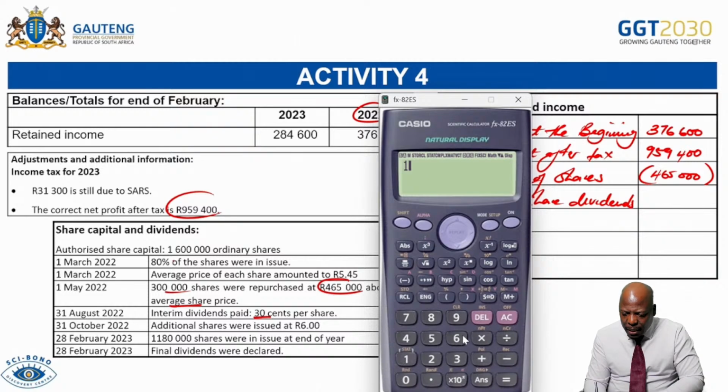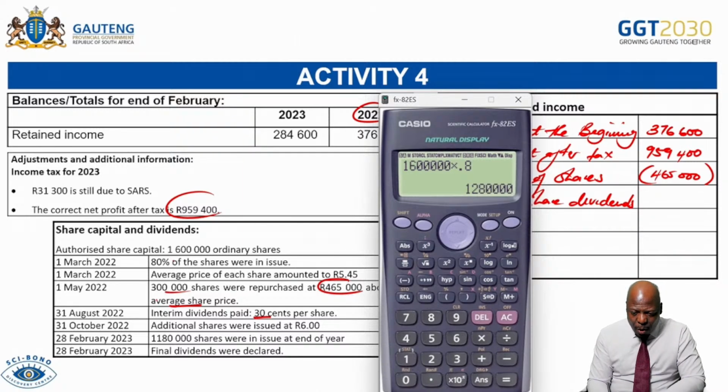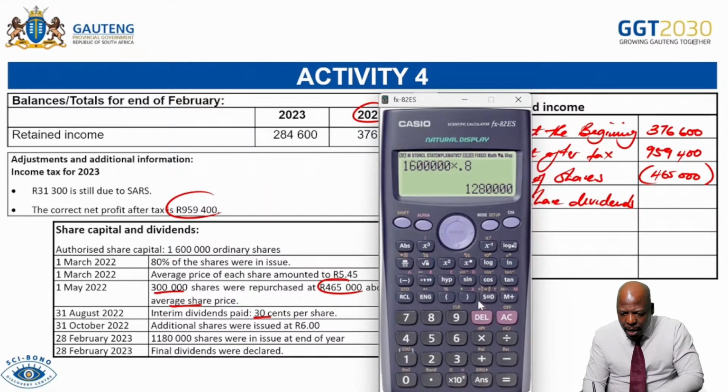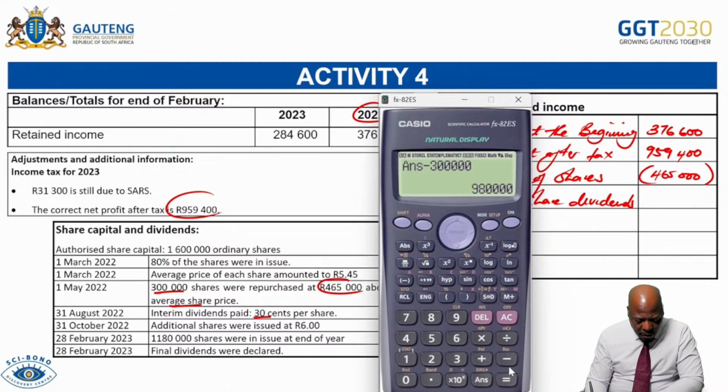We had 1.6 million, and we issued 80%, which was 1,280,000. You remember that one? We repurchased how many shares? 300,000 shares. Okay, let me remove that so that you can see nicely. We repurchased that was the first thing we did. We repurchased 300,000. So let's come here and then we say minus 300,000 like that. That would give us 980,000.